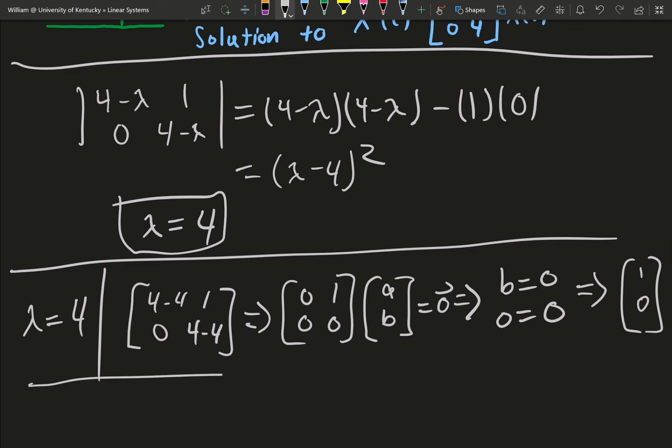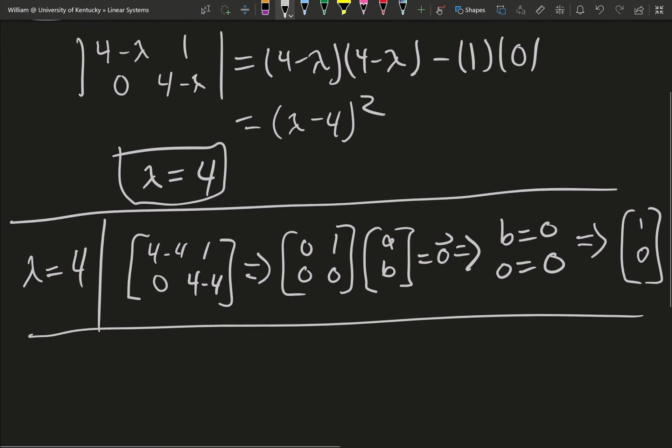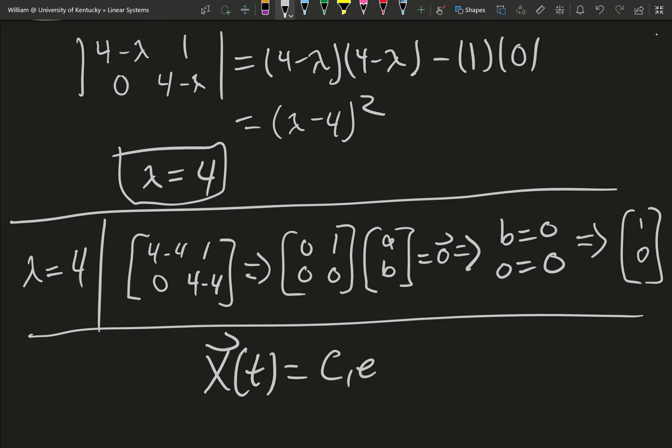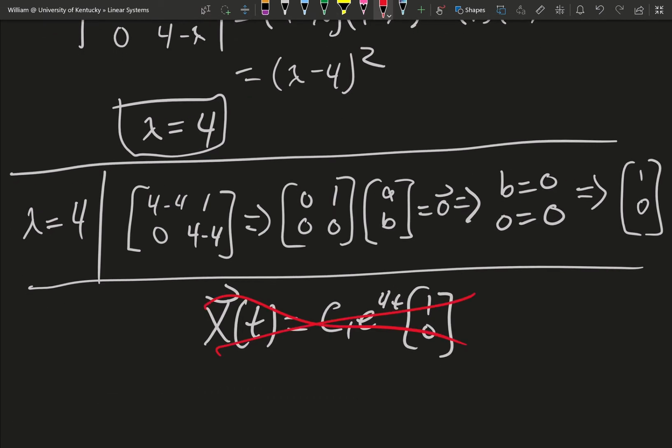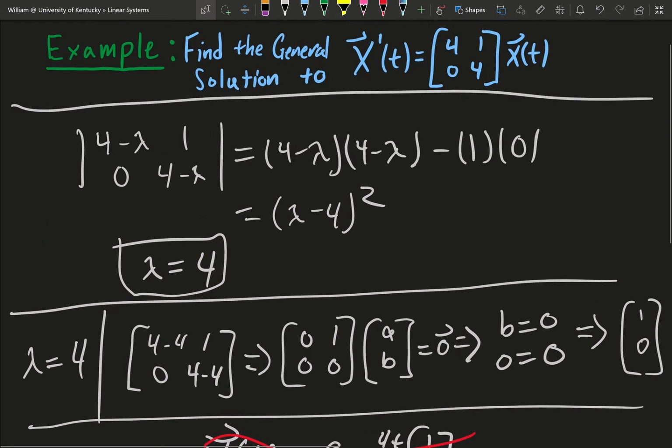It might be a little confusing what to do next. You might just think that we say, okay, x prime is c1 e to the 4t times (1, 0). But I hope some of you are saying, no, that doesn't feel quite right. So let's ignore this answer for now.